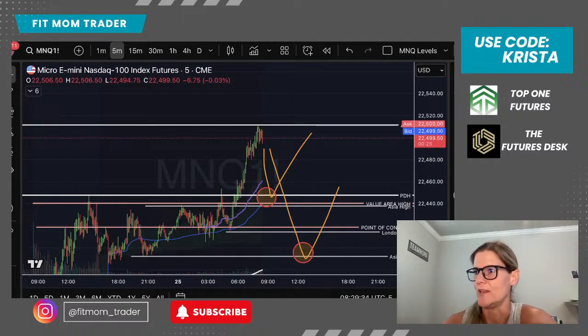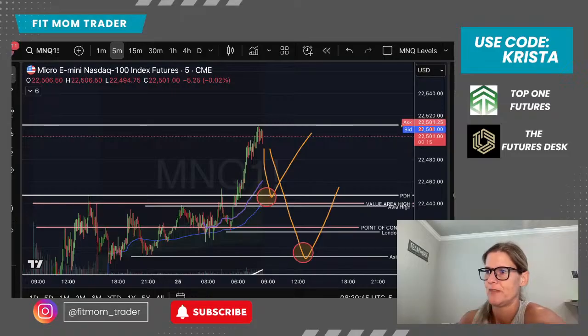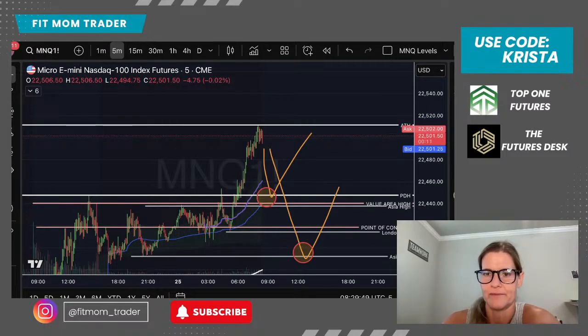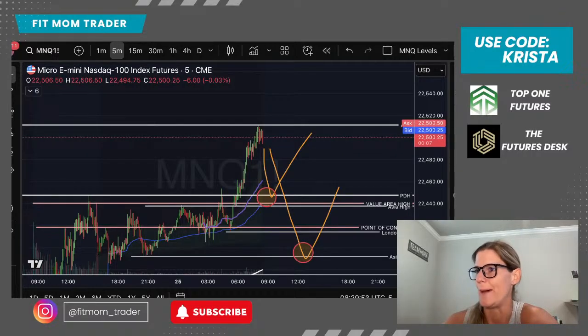And then we have U.S. new home sales in 30 minutes as well. So 10 o'clock Eastern time for both of those. And then crude oil inventories at 10:30 Eastern. That is a red folder event, but likely won't affect NQ that much.